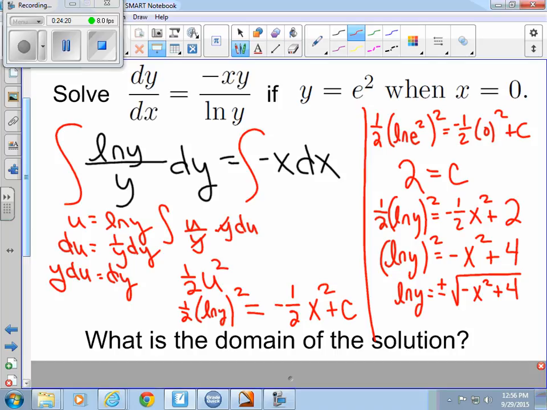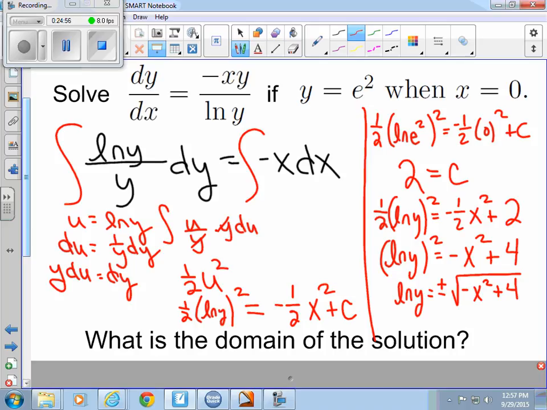I'm going to go ahead and stop right there and decide whether I need the plus or the minus. How am I going to make that decision? Plug in 0 and e squared and see which way the equation makes sense. Everyone know what I mean by that? So if I plug in 0 on the right, I get 4, the square root of 4 is 2. Natural log of e squared, I get 2. Do they both need to be positive? Yes, so I'm going to choose the plus. Everyone see how I'm making that choice?